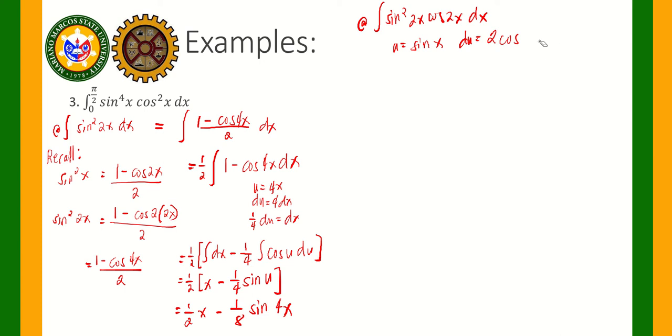Or cosine 2x, then the derivative of u will be equal to 2 dx. So, since cosine 2x dx lang to, we can cross multiply si 2 dito. So, this will be equal to 1 half du is equal to cosine 2x dx. So, we can plug this into our integrand. So, sine squared 2x is equal to u squared. And cosine 2x dx is equal to 1 half du.